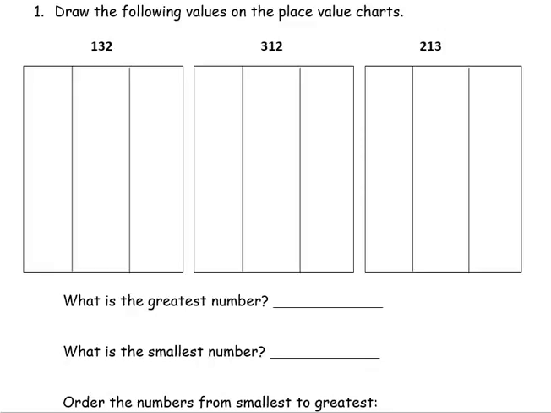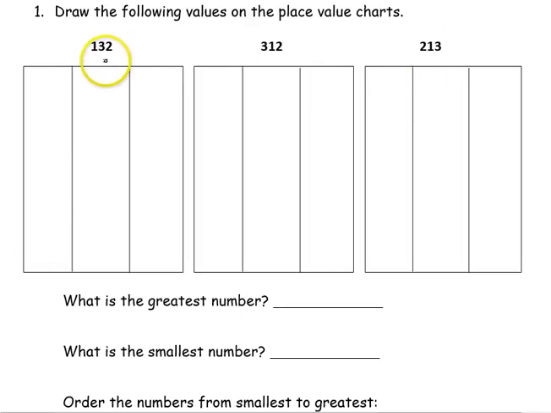This tutorial is for 2nd grade, Module 3, Lesson 16. In this lesson, we're going to use place value charts to help us compare numbers. The directions say to draw the following values on the place value charts. So I have 3 numbers and 3 place value charts.